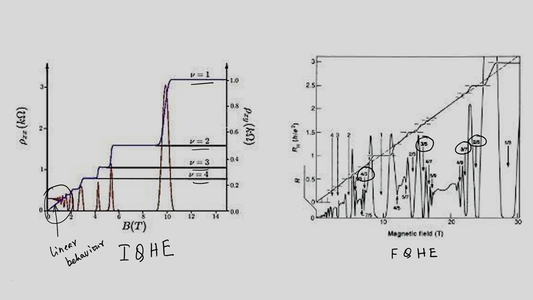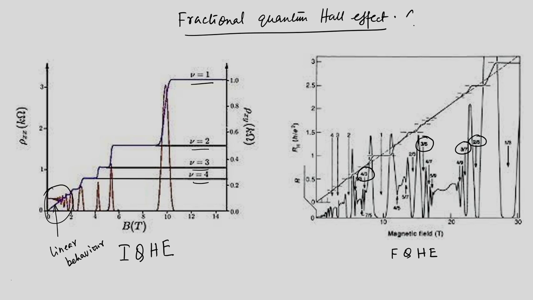Certainly not. In fact, that is what we are going to talk about, that the electrons are not divisible. The electronic charge is a fundamental quantity. There is nothing called a third of an electronic charge, and so on. But still we see plateaus at fractional values. So we start this discussion on the fractional quantum Hall effect, which we abbreviate as FQHE.